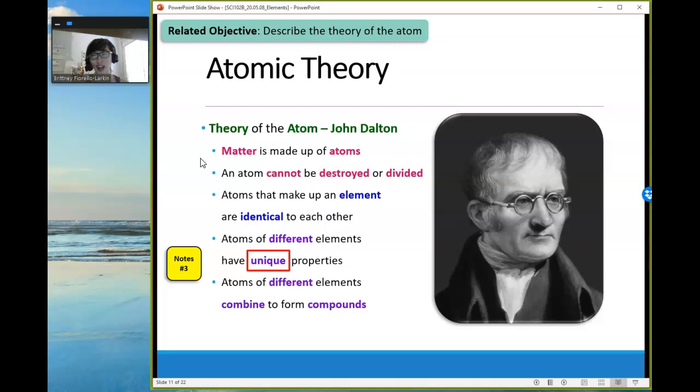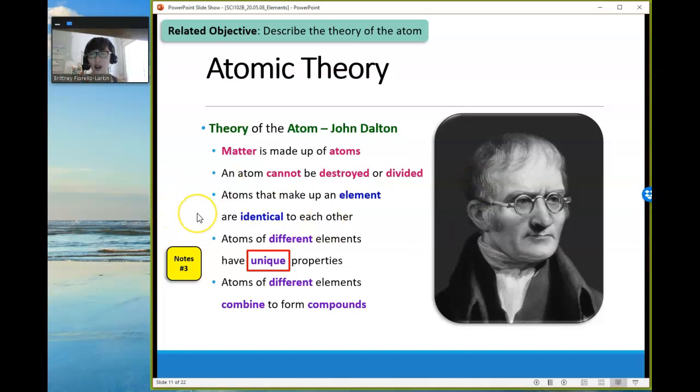Matter is made up of atoms. We already figured out that matter is everything in our universe with mass and volume, and it's made up of small little units called atoms. They're complete units that keep their identity. An atom cannot be destroyed or divided, right? So we can't physically divide it. We can't chemically divide it. Remember, nuclear reactions are a little bit different. When Dalton made this up, he didn't really know about the nucleus yet. So that's a little bit different. But still, the idea is that an atom can't be destroyed or divided without changing its identity.